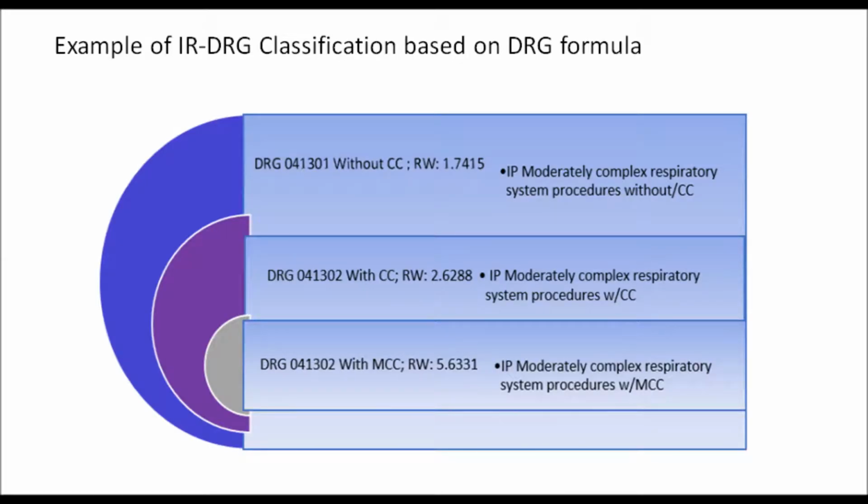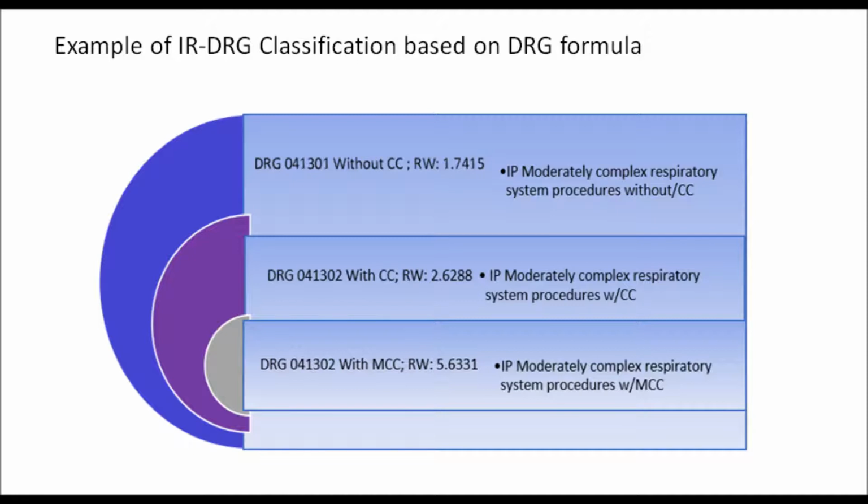Example of IR-DRG classification based on DRG formula. DRG 041301 without CC, relative weight 1.7415, IP moderately complex respiratory system procedures without CC.